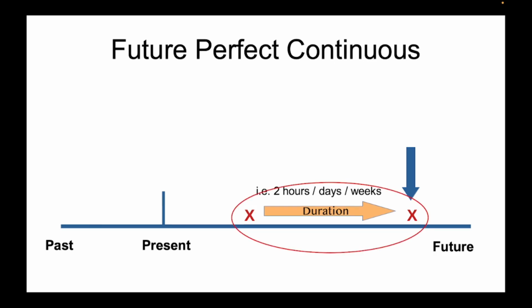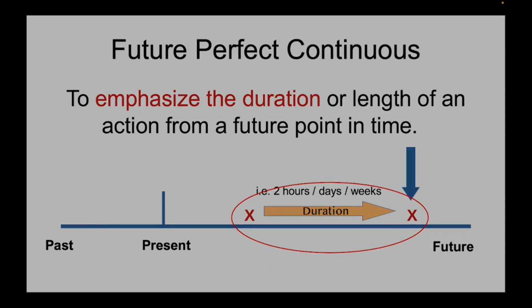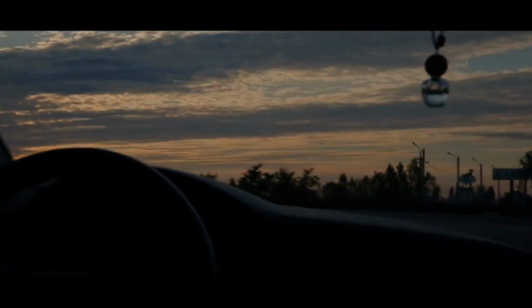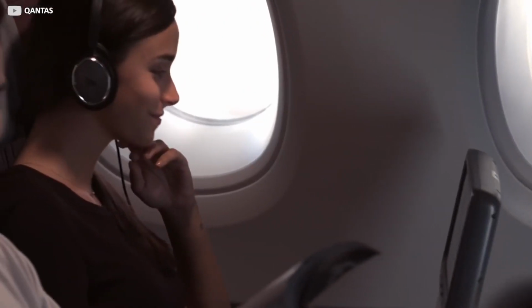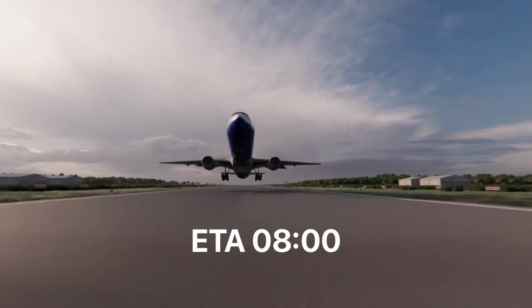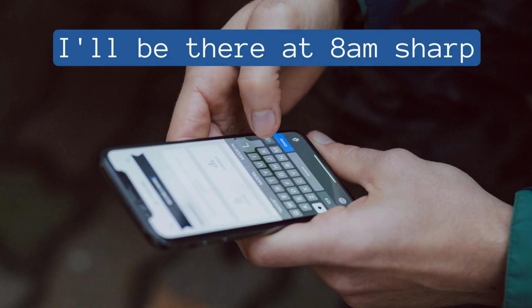To put it simply, we use the future perfect continuous tense to emphasize the length or duration of an action from a future point in time. For example, try to imagine that you're on your way to the airport to pick up your girlfriend who's on her way home from her Christmas vacation. Her flight is arriving at 8 a.m., and you texted her before she boarded the plane that you'd be waiting for her at exactly 8 a.m.